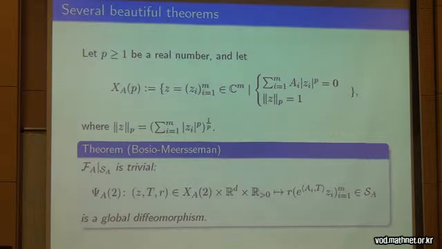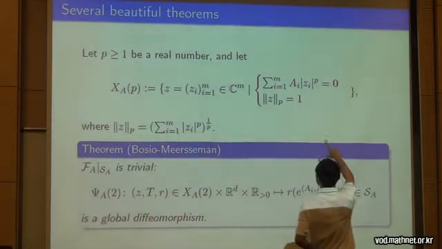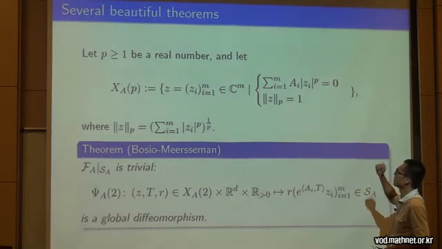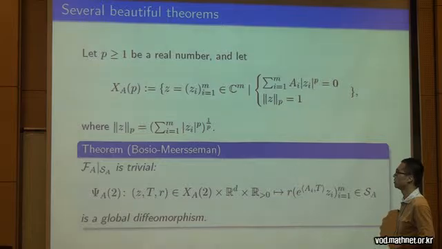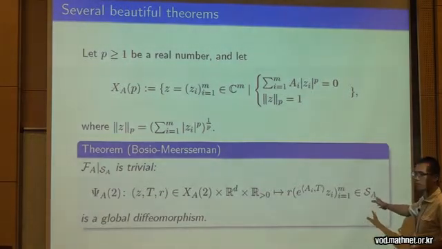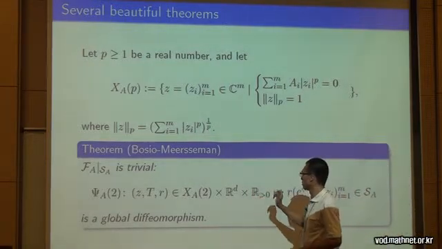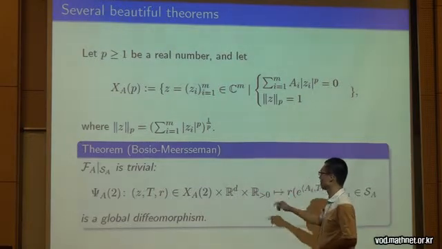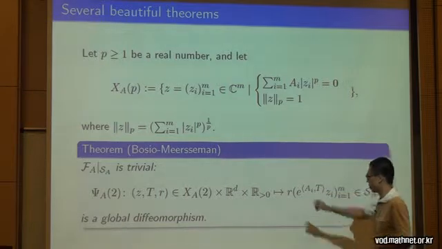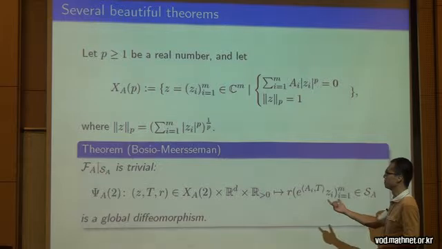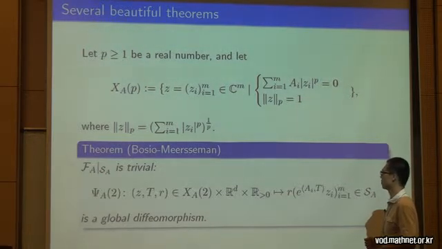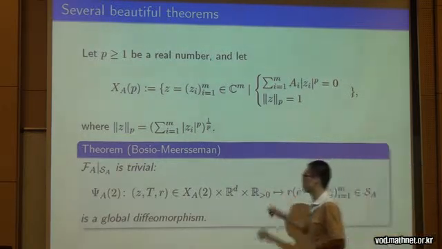Okay, but this is not the full story. I use this notation X_A^P. That is the intersection of this. This is no longer quadrics in general, but when P equals 2, we get the quadrics as we have shown at the beginning. And Bosio and Meersseman proved that this space, that is the configuration space, and all Siegel leaves can be completely determined by a smooth manifold and the action T and positive real numbers R. So that means as a fiber bundle, this bundle is trivial, and we can understand this space from this product.